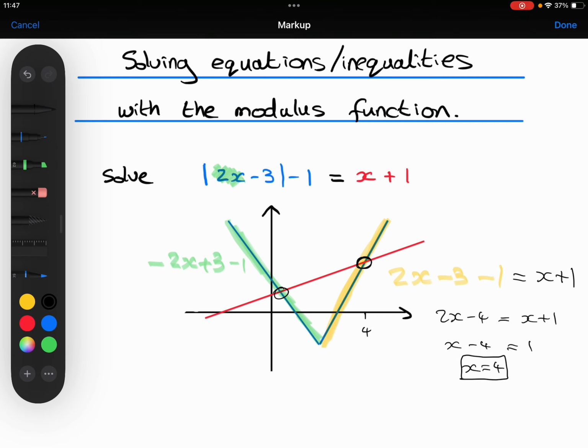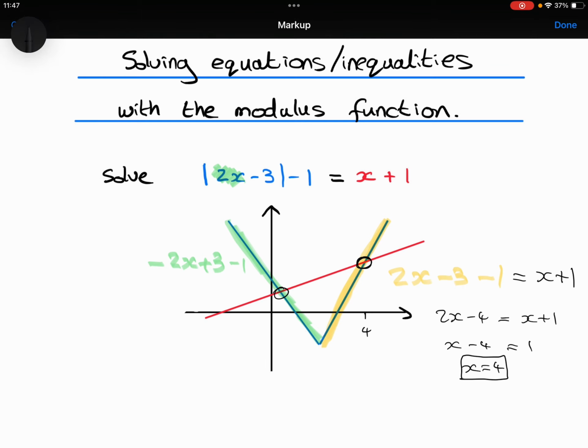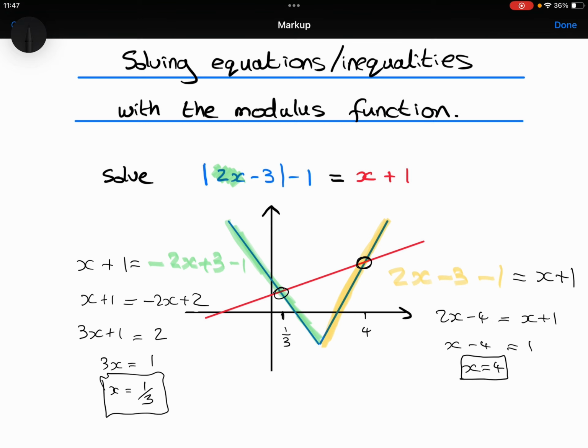For the other solution, for when the green part of the graph is equal to x plus 1. Again, let's simplify that green equation, minus 2x plus 2. Add the 2x to both sides. Subtract the 1 from both sides. And divide both sides by 3. So this here is the solution of 1/3. So those are the two solutions to this equation.